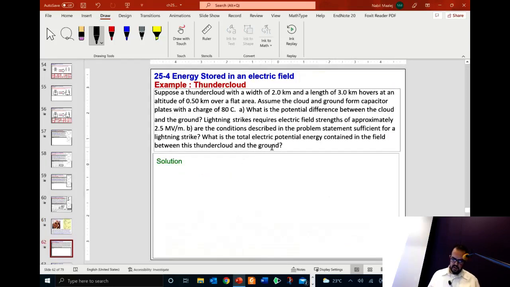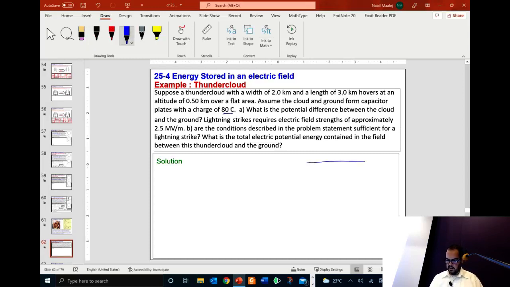Let me do this example, and assume we have a thundercloud with a width of 2 kilometers and a length of 3 kilometers. It hovers at an altitude of 0.5 kilometers over a flat area. Assume the cloud and ground form capacitor plates with a charge of 80 coulombs. So the charge is 80 coulombs.